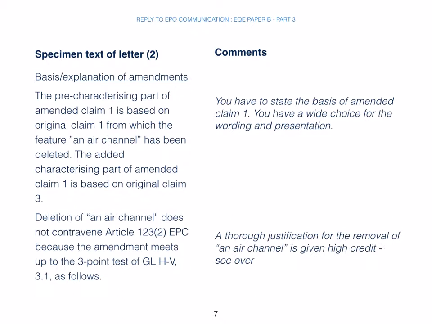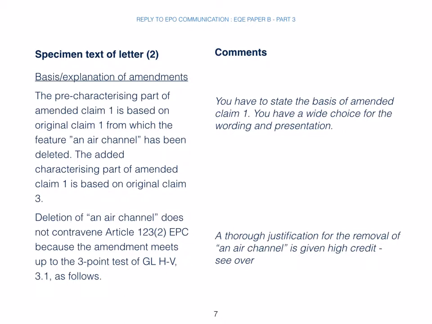You have to state the basis of the amended claims, starting with claim one, and you have a wide choice for wording and presentation. Here I've used a header, "basis explanation of amendments," and I use headers also in my everyday dealings with the European Patent Office. The explanation reads as follows.